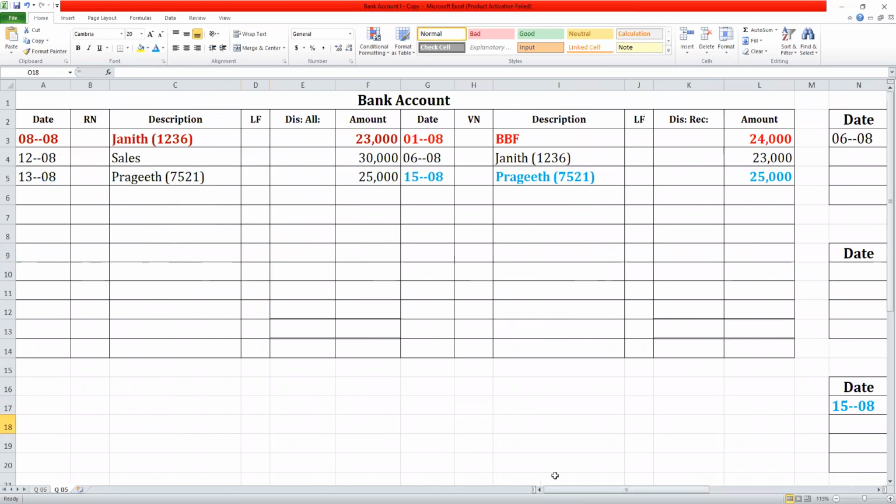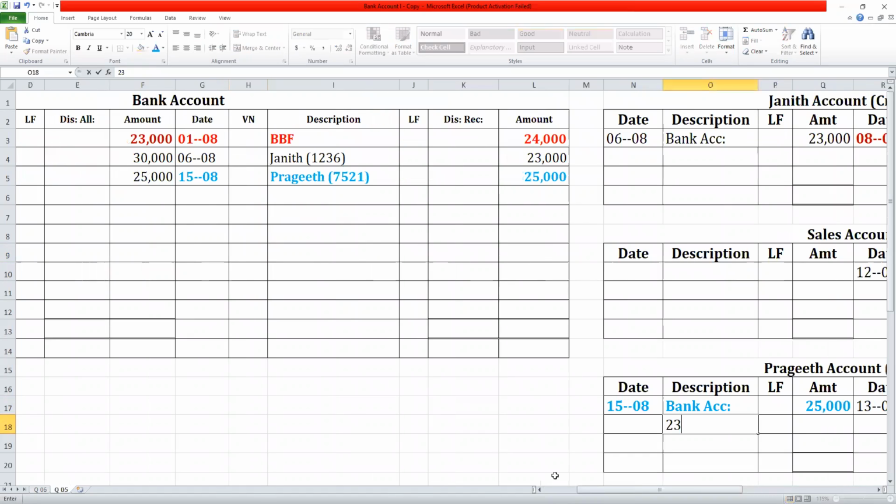Next one is on 23rd of May, sorry, August. It's a payment for salaries. Don't forget to include the check number. 1237 is the check number. Amount is 25,000. Bank account credit.